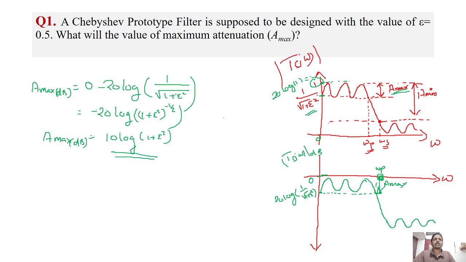The question is: given epsilon equal to 0.5, what is A max? We just need to substitute here: 10 log of 1 plus 0.5 square. Whatever value you get, that many dB is the maximum attenuation in the passband.